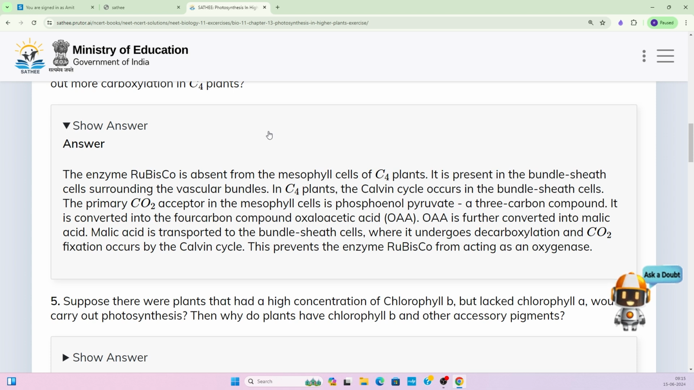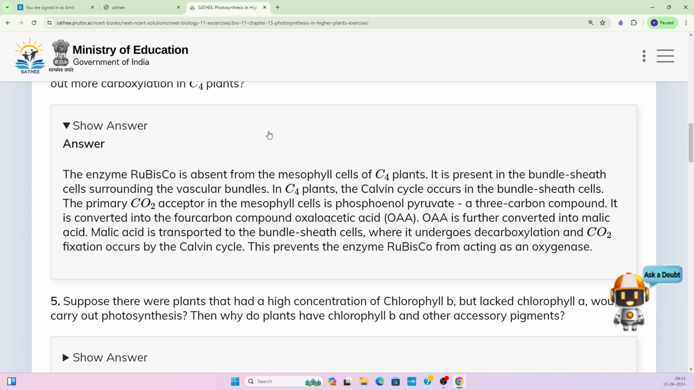So it is showing both the carboxylase and oxygenase activity. So sometimes there is a process of photorespiration, and at that time the enzyme is not available for the carboxylation process, right? So it cannot fix the carbon dioxide at that time. But here in the case of C4 plant, the bundle sheath cell is only showing its carboxylase activity, because this malic acid which is synthesized in the mesophyll cell is passed to the bundle sheath cell.